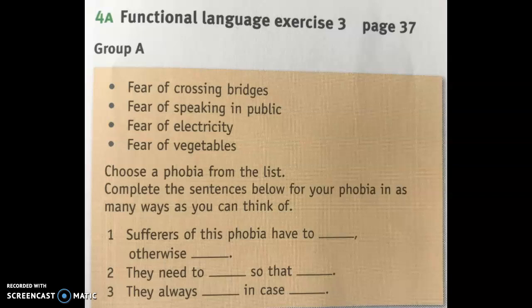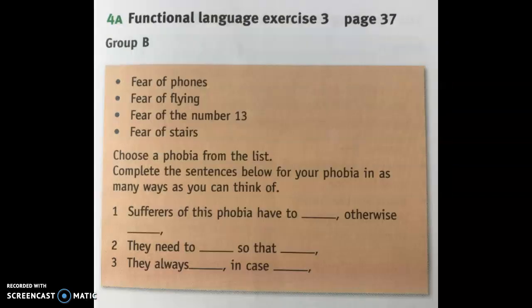So for example, I might choose a fear of vegetables, and for sentence 1, I might put sufferers of this phobia have to avoid vegetables at all costs, otherwise they have a panic attack, or they need to eat lots of fruit so that they get the vitamins they need. Students can have fun and be a bit inventive here. The other group at the same time do the same thing but with a different set of phobias and sentences. Set a time limit and make sure they all make notes.